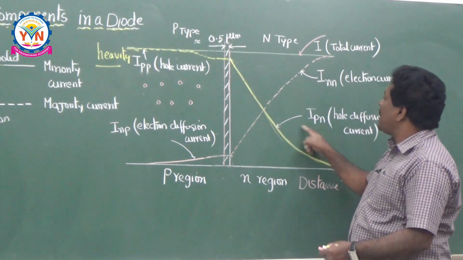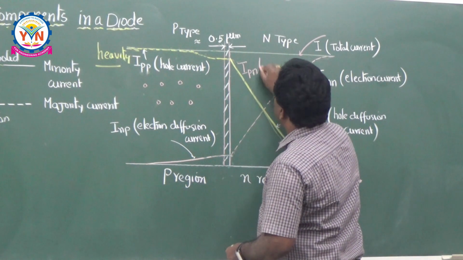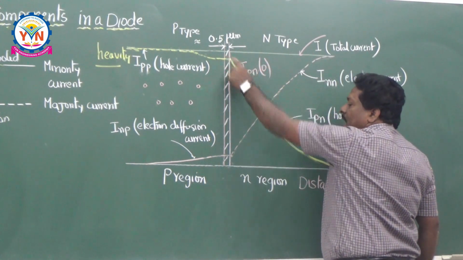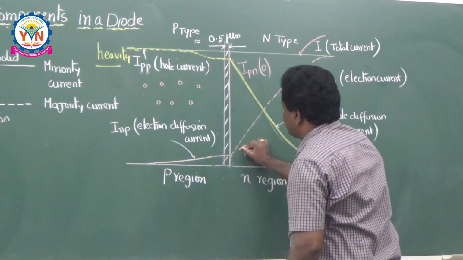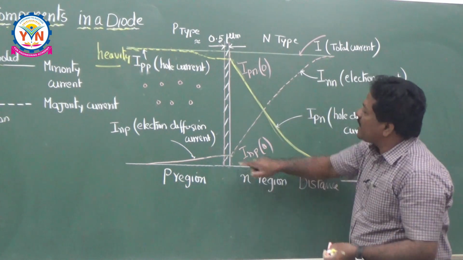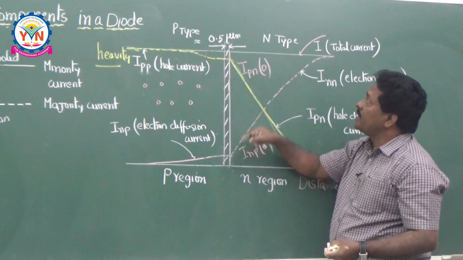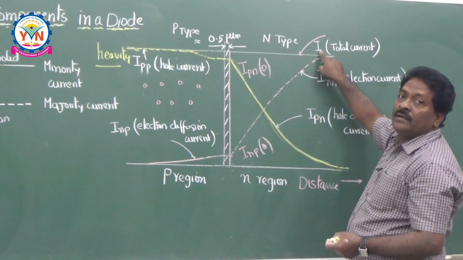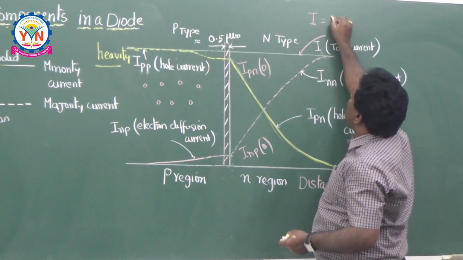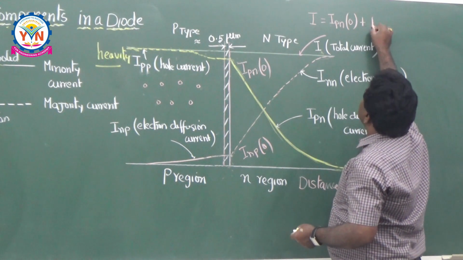Exactly here. If you want to find out the total current in a diode, you try to calculate this IPN of 0, that is, at x equal to 0. This current at x equal to 0 means this one. And one more current is INP of x in the reverse. This is INP of 0. So if you calculate IPN of 0 and INP of 0 and add them, it is nothing but the total current in a diode. So I can say your I is equal to IPN of 0 plus INP of 0.